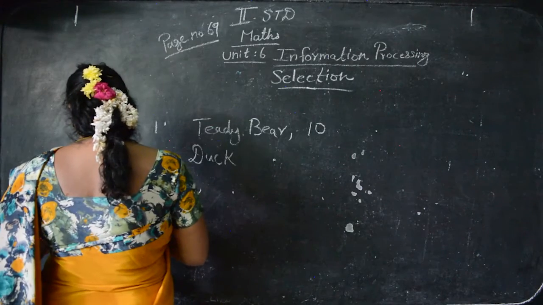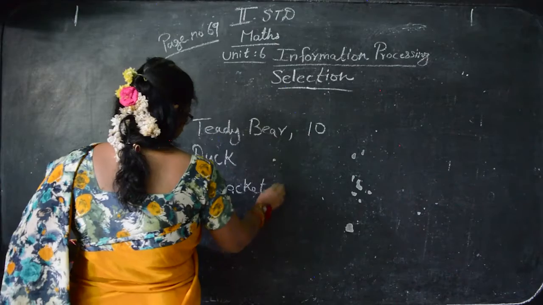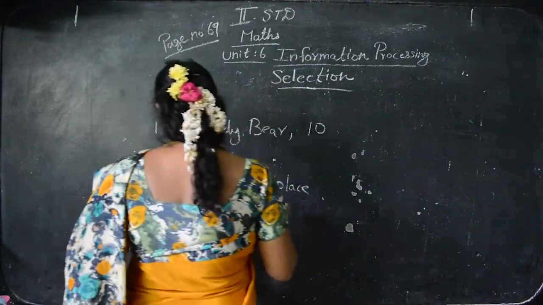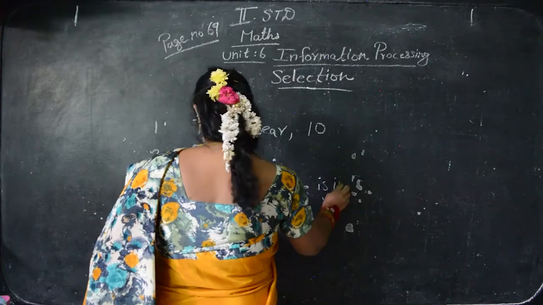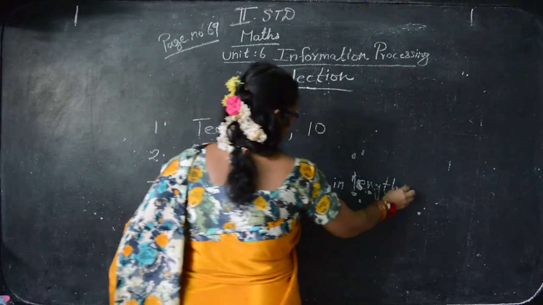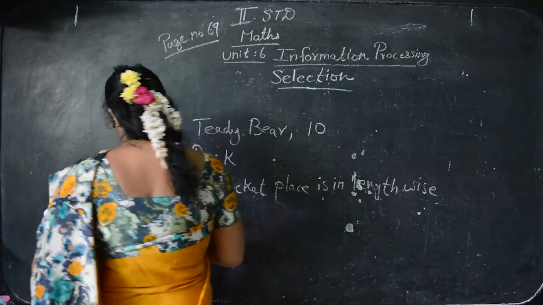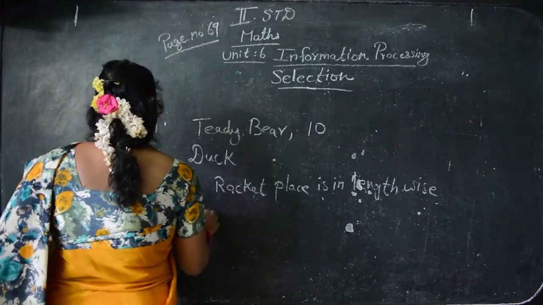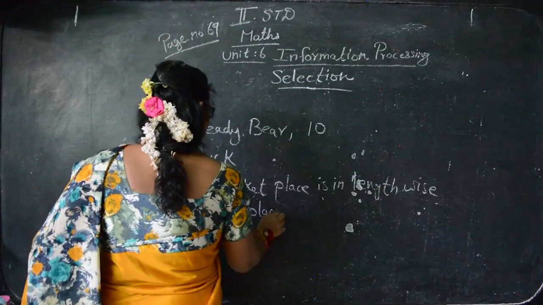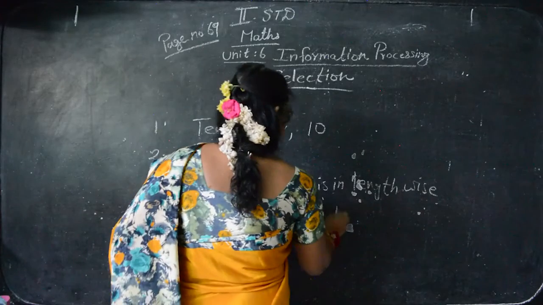Rocket places lengthwise. We can't place it. Breadthwise.